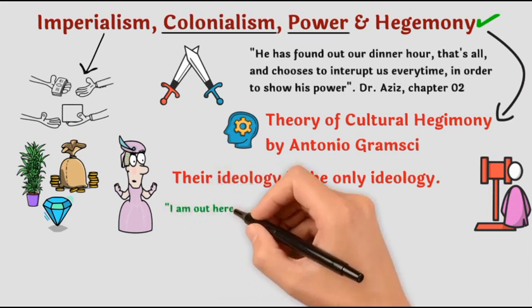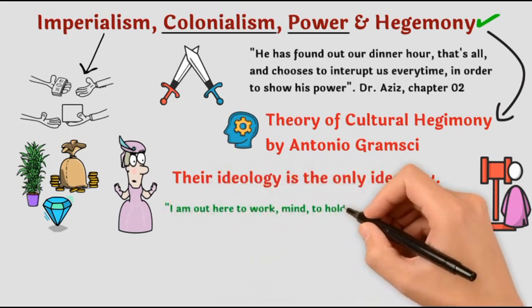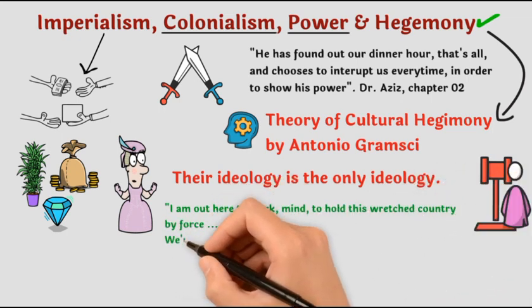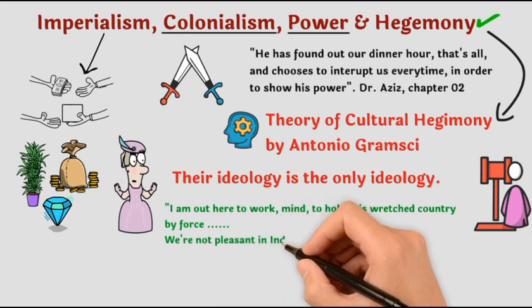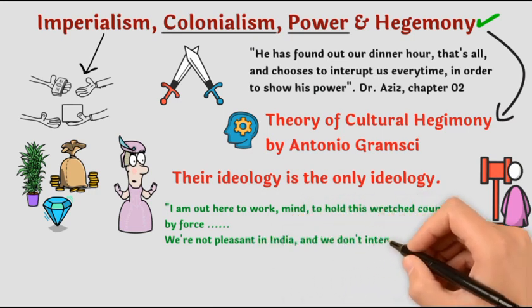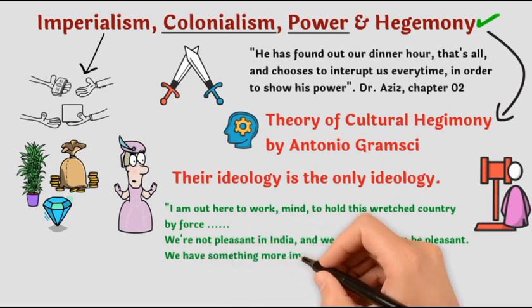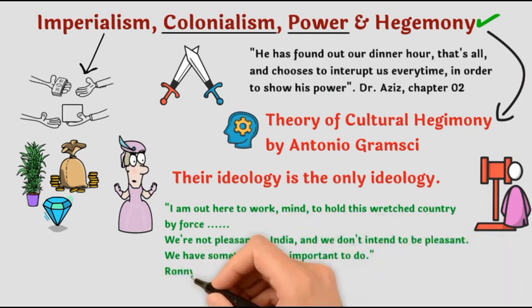One example of this could be when Ronnie responded to Mrs. Moore and said, "I am out here to work, mind, to hold this wretched country by force. We are not pleasant in India, and we don't intend to be pleasant. We have something more important to do." This sentence, "we have something more important to do," shows that the ruling class do whatever they want to do.